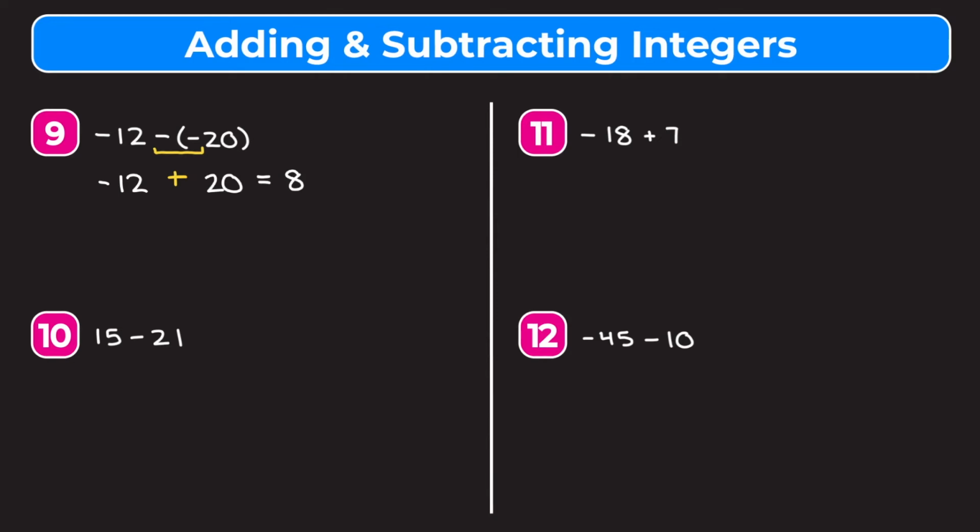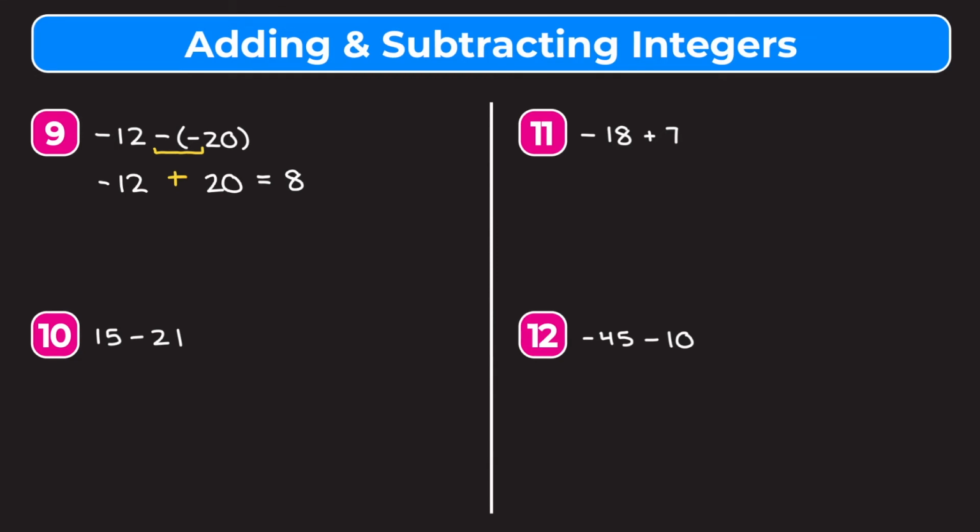So now we're going to look at 15 minus 21. So because we have a 15, that's a positive 15, we're going to say we're starting 15 steps above ground. And we go 21 steps down, right? 21 is bigger than 15, so we're going to end up underground. So we're going to end up with a negative number.